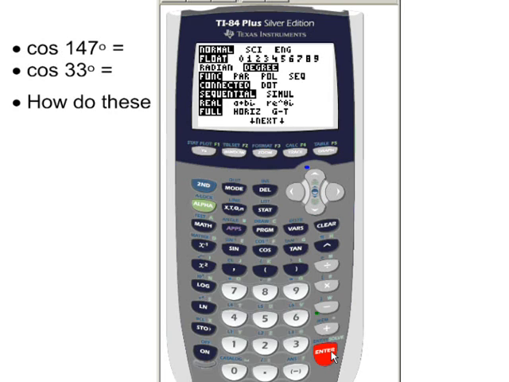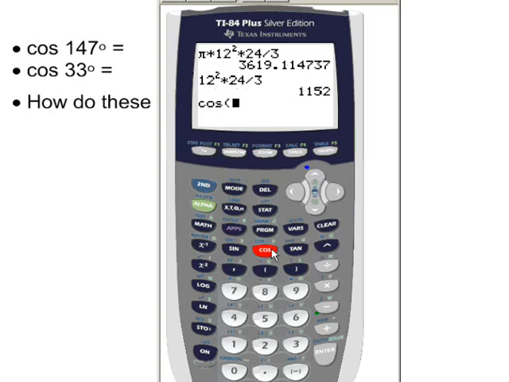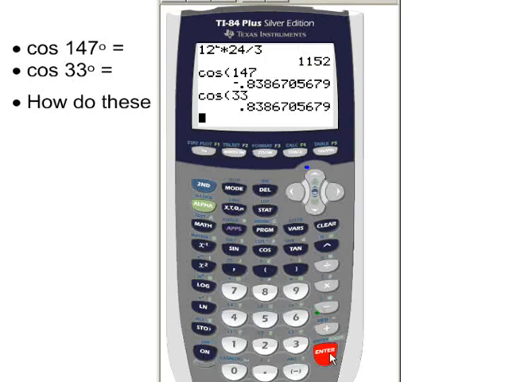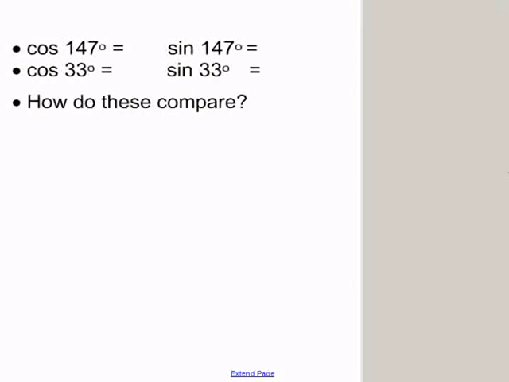Okay, now I'm going to check out what cosine of 147 is. So cosine of 147, hit enter, and I get negative 0.83. We're going to round up to 0.84. And I'm going to stick cosine of 33 while I'm here with my calculator and hit enter. And notice I get the same decimal, I just get positive instead. So let's record that information.